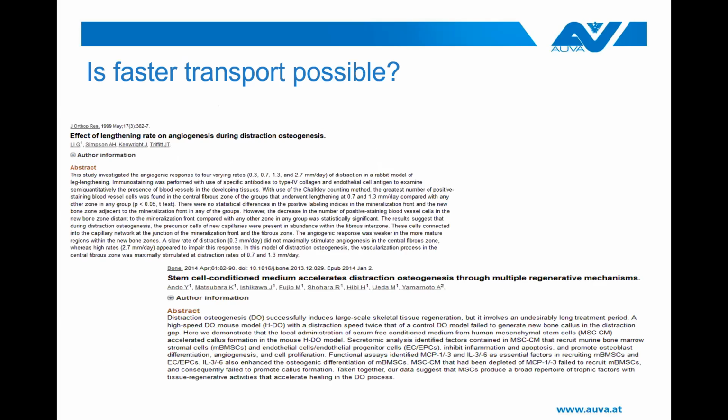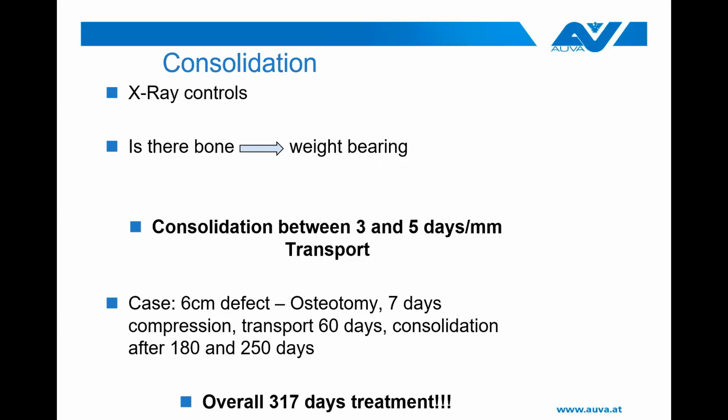but you cannot transport faster than 1 millimeter a day. This is very well published. So you need a consolidation phase between 3 and 5 days per millimeter. So overall, in a 6 centimeter defect, you need overall more than 300 days of treatment until you will achieve union. It's a long time, but you achieve union with the patient's bone.